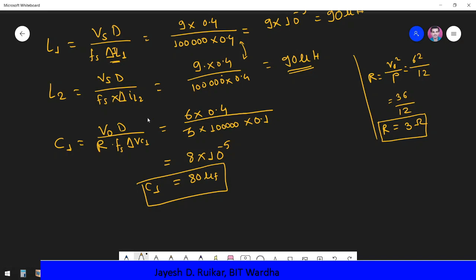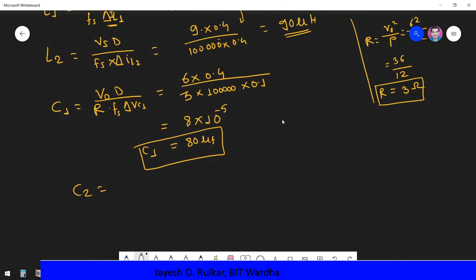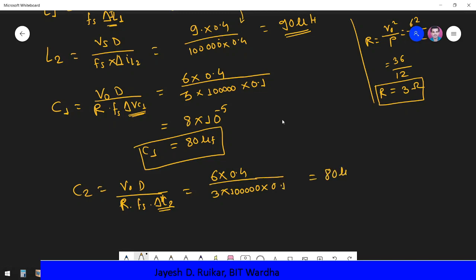Similarly, there is no change in C2, so the C2 value will be the same. It is Vout D divided by R times Fs and delta Vc2, and this value is also the same. So 6 into 0.4, 3 into 1 lakh, 0.1, so it will come to around 80 microfarad.